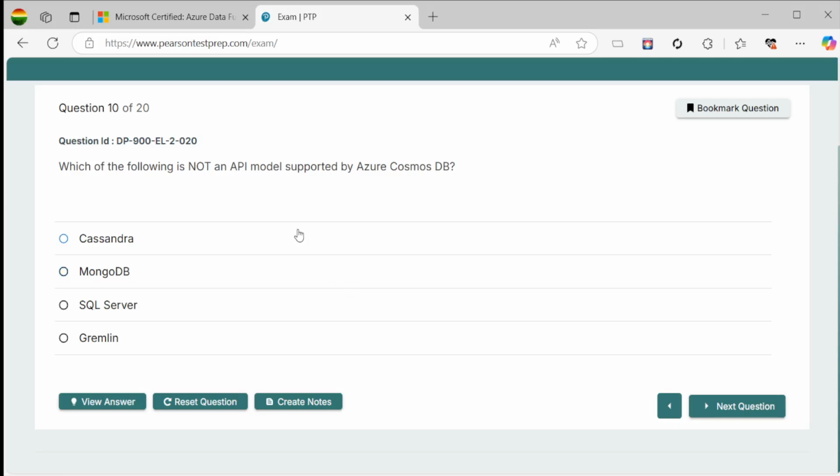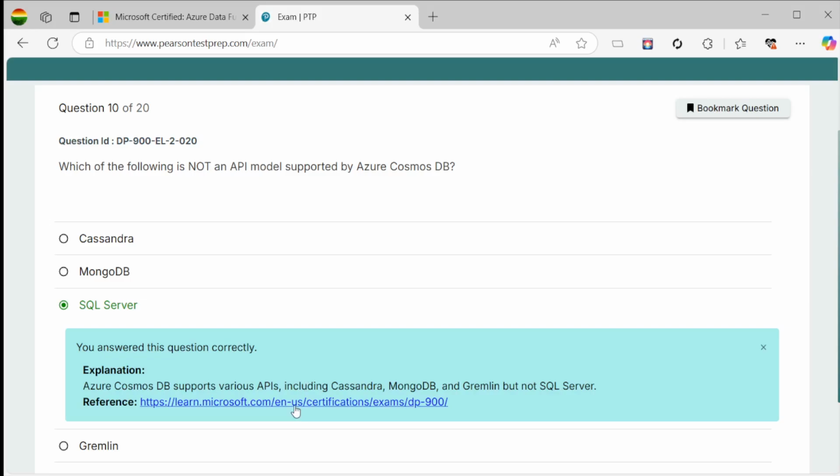Which of the following is not an API model supported by Azure Cosmos DB? Azure Cosmos DB supports multiple models: Cassandra, MongoDB, SQL Server, or Gremlin. Azure Cosmos DB does support Cassandra. Cassandra is a column family database. Azure Cosmos DB does support MongoDB. MongoDB is a NoSQL document database for JSON documents. Azure Cosmos DB does support Gremlin. Gremlin is a graph database. But Azure Cosmos DB does not support SQL Server because SQL Server is its own instance separate from Azure Cosmos DB.